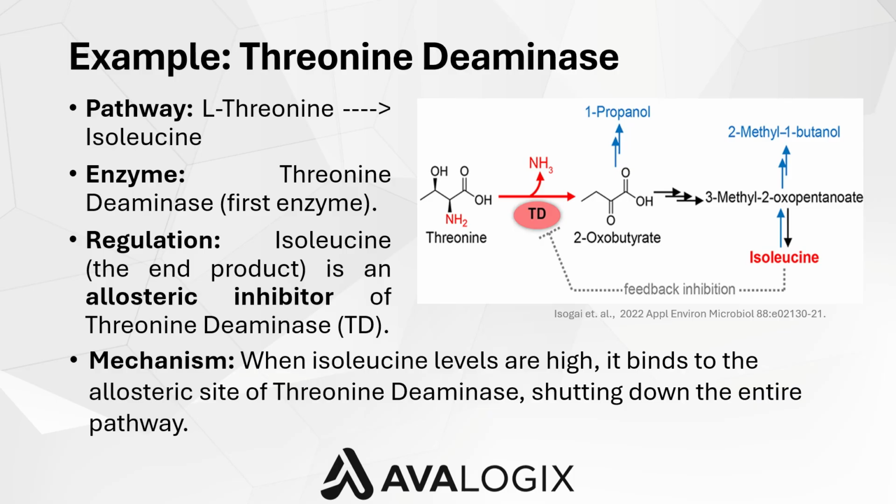Once the cell uses up its supply of isoleucine and the concentration drops, the inhibition is released, and the pathway can begin again. This is a perfect, textbook example of feedback inhibition maintaining metabolic balance.